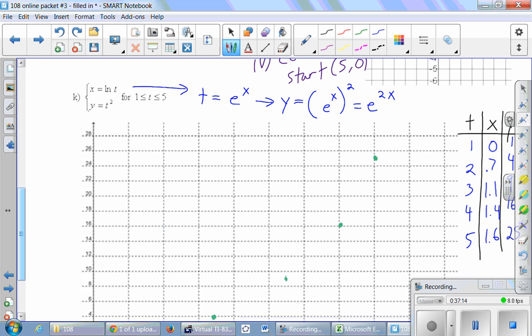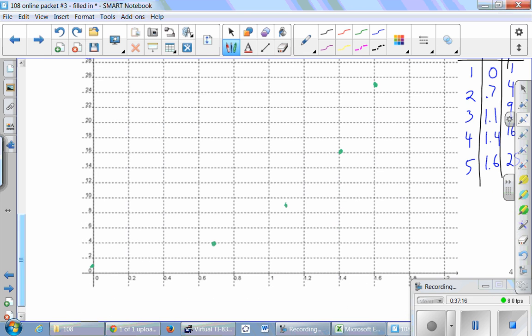Oh, so apparently this is an exponential growth function. Does that seem reasonable looking at the graph? Oh yeah, now it does. I recognize this. So we're going that way, and so we're following this curve up and to the right.